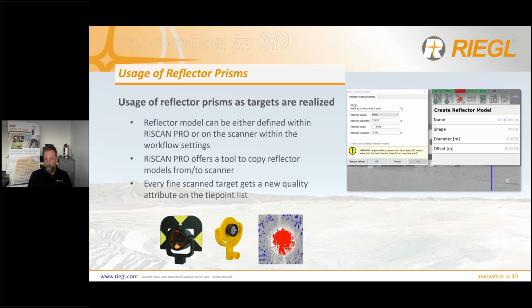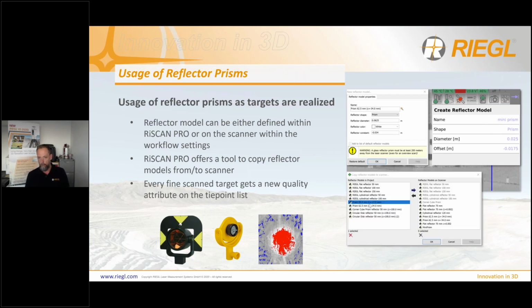You can now, within RIEGL Pro, really define your prism or reflector models. You can define the shape of the reflector, in this case a prism. You can define the diameter, also the prism or reflector constant. The same you can do on the graphical user interface of the scanner also. And within RIEGL Pro, you can copy reflector models from the software onto the scanner or from the scanner to the software.